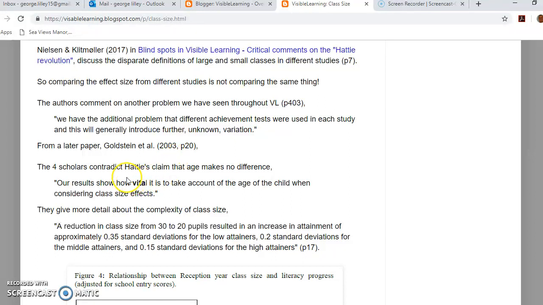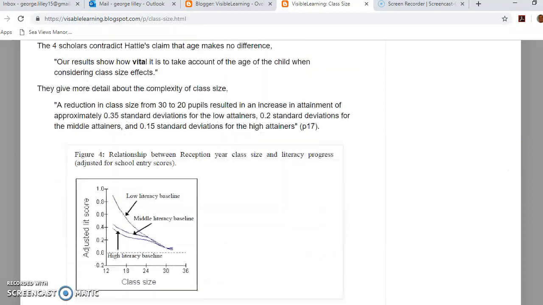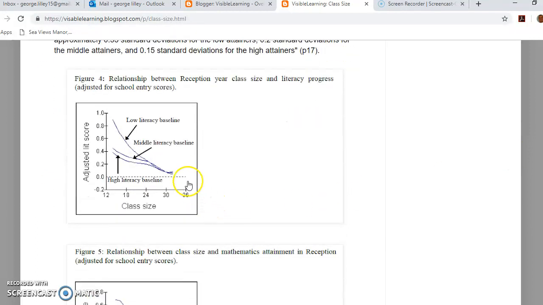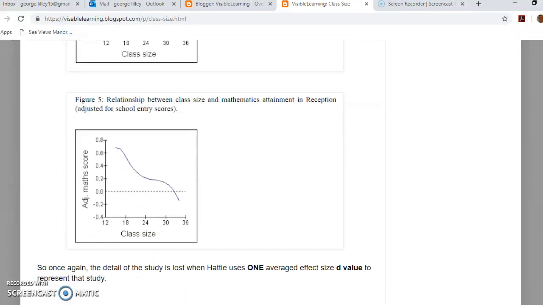And once again, this paper also contradicts Hattie's claim that age makes no difference. They say, "our results show how vital it is to take into account the age of the children when considering class size effects." They then go into a little bit more complexity, but they show the same thing, that as you reduce class size, achievement is improved. Once again, the story of this study is lost in Hattie's average of 0.2.